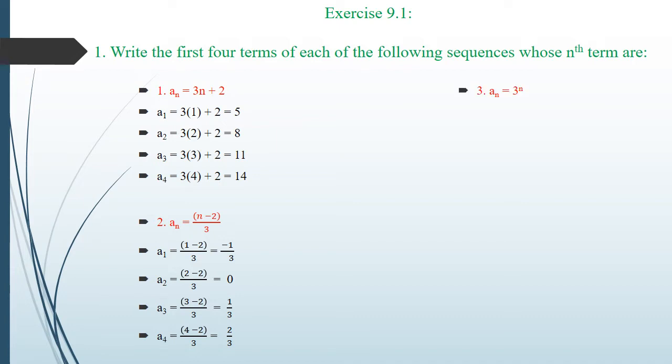Next question, an is equal to 3 to the power n. Here in this problem it is not going to form an arithmetic progression. Let us see how we are going to get the sequence, that is first four terms. For first term I will replace n by 1, that is a1 is equal to 3 to the power 1. 3 to the power 1 is nothing but 3. Now a2 is equal to 3 to the power 2. 3 to the power 2 is 9. a3 is 3 to the power 3, that is 27, and a4 is 3 to the power 4, that is 81.